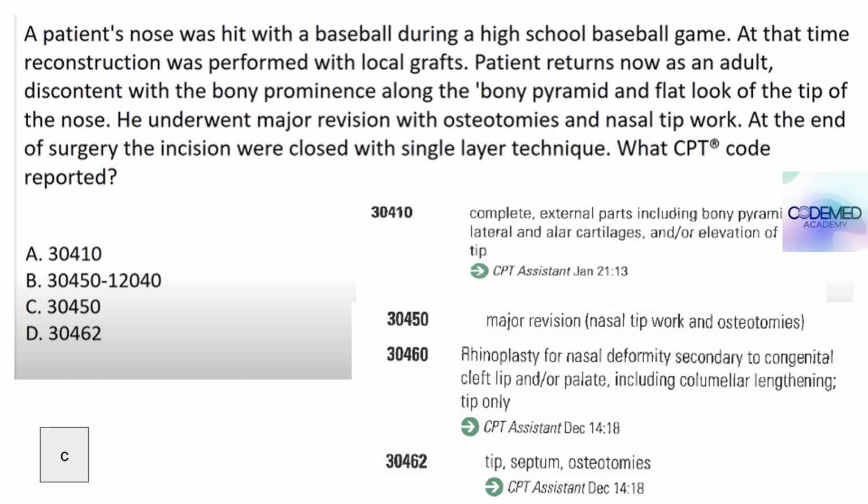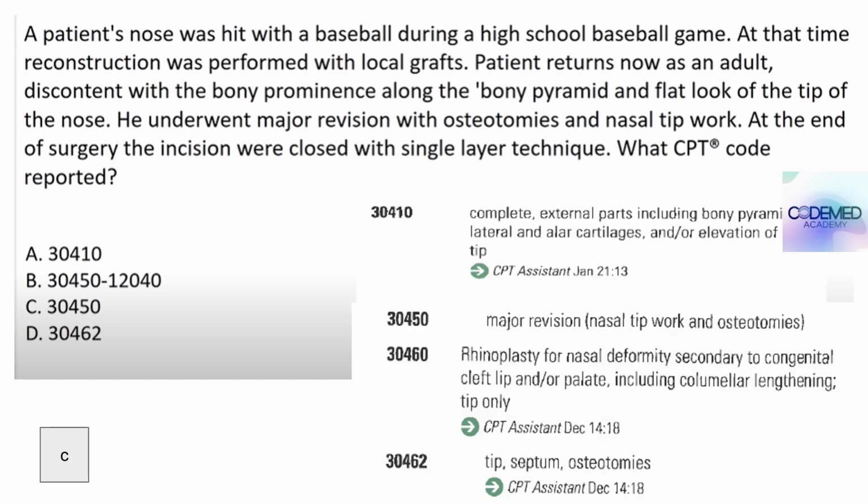So let us take one more example. Patient's nose was hit with a baseball during a high school baseball game. At that time, the reconstruction was performed with a local graft. Patient returns now as an adult, discontent with a bony prominence along the bony pyramid and a flat look at the tip of the nose. He underwent major revision with osteotomies and nasal tip work. At the end of the surgery, the incisions were closed with a single layer technique. So what CPT code is reported?